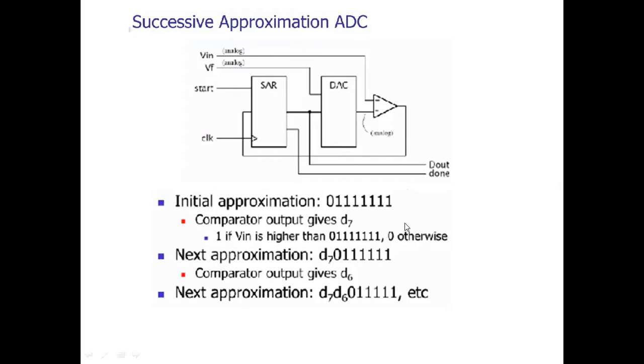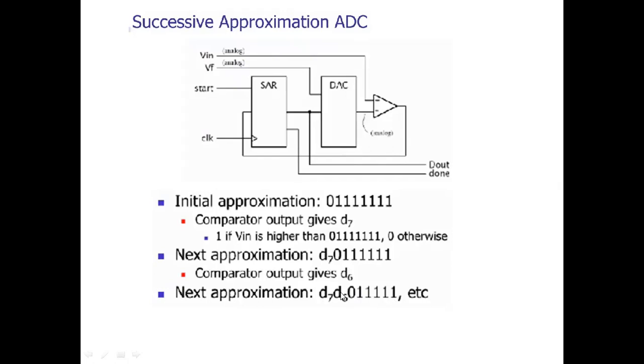The next comparison is done with this D6 bit. So if Vin is greater than 1 followed by 0 with all these ones, then the output is equal to 1. If not, the output is equal to 0. Whatever the output is, it will go back as D6 and be stored in the SAR with the D6 bit, and that is given here: D7, D6, again followed by 0, again followed by all ones.